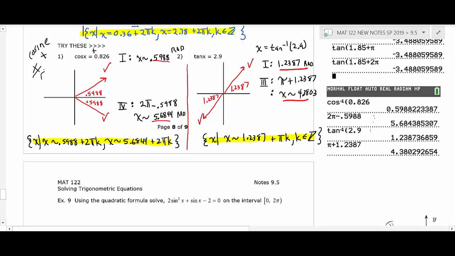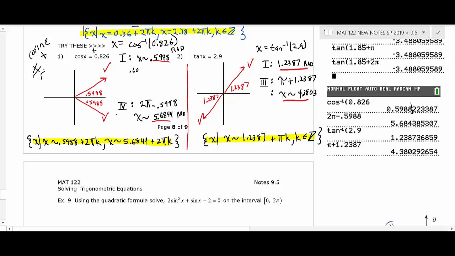Now I did all my calculations over here. The first thing I did, with my calculator in radian mode, is the inverse cosine of 0.826, and that gives this answer. I decided to round this to 4 decimals. It doesn't matter what you round to, really. If you rounded to 2 and used 0.60, that's fine. That's no big deal.